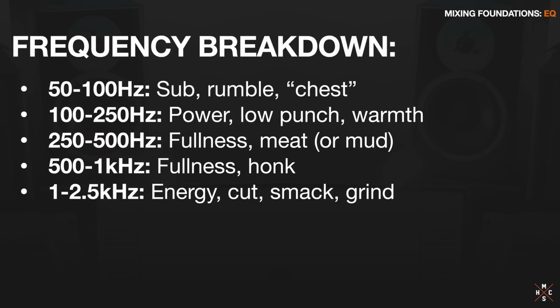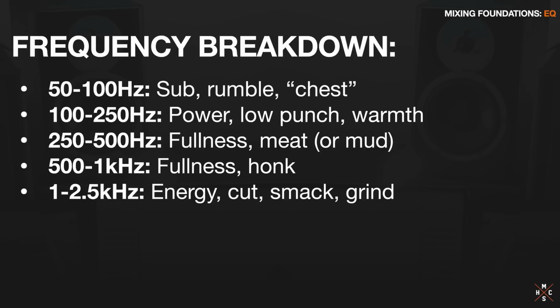Let's go to the 1K to 2.5K area. This is where you get a lot of the energy in your mix. That 1K area is really upfront to our ears, so if you want something to poke out of a mix to be more center stage, this is the range to look at boosting. And 1K is more of that upfront, cut through the mix, sit above the mix area. And then as you move closer to 2 and 2.5K, that's more of an aggressive, grindy character.